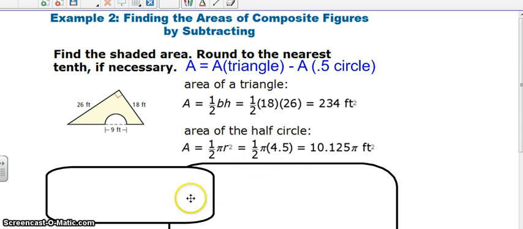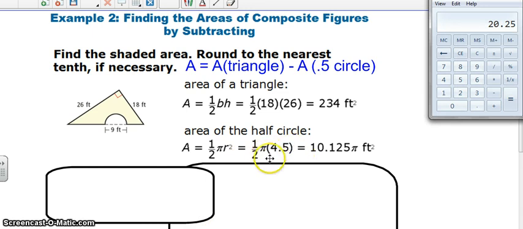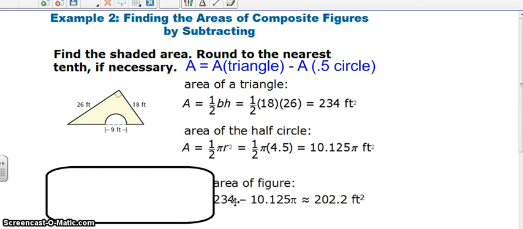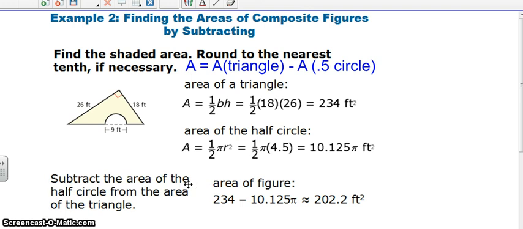Okay, so they did find that 4.5 squared, we don't see the squaring here, but is 20.25, and then taking half of it, they got 10.125. There it is. And pi, right, in terms of pi. Now we're going to finish this by combining the two, and that is taking the entire triangle and subtracting 10.125 pi, and they end up with an area of 202.2 feet squared.